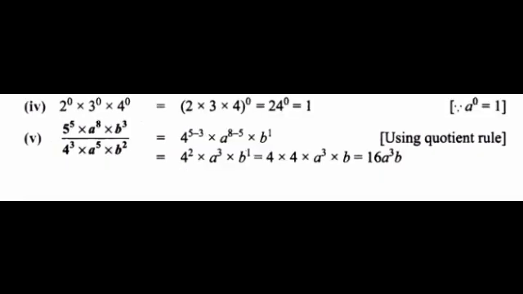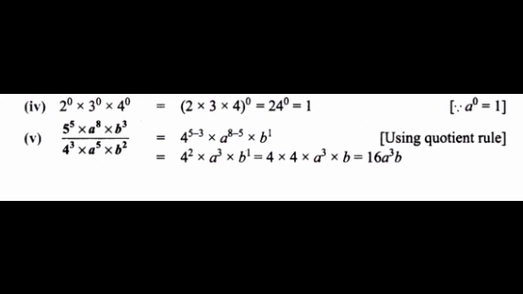Question number 4. 2^0 into 3^0 into 4^0. Any number to the power 0 has the value 1. So 2 into 3 into 4, that is 24^0, the value is 1, because any number to the power 0 equal to 1.